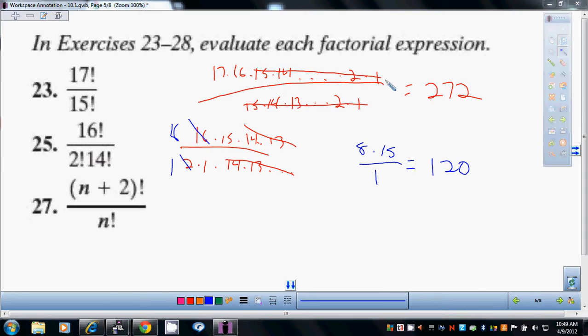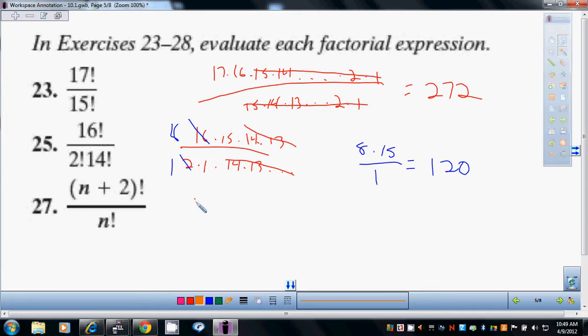Now, this is the important thing to notice. Who can tell me what you think the answer to 27 is? You don't have to plug anything in. How would that reduce? The 2 is linked to the n via addition. So let's look at it like this. What if we were plugging in numbers for n? Let's say we plugged in 5 for n. That'd be 7 factorial over 5 factorial, correct?